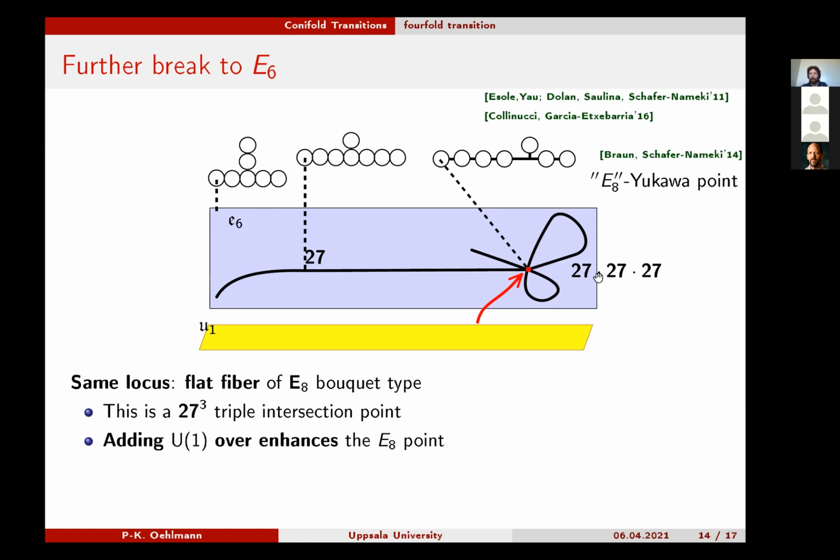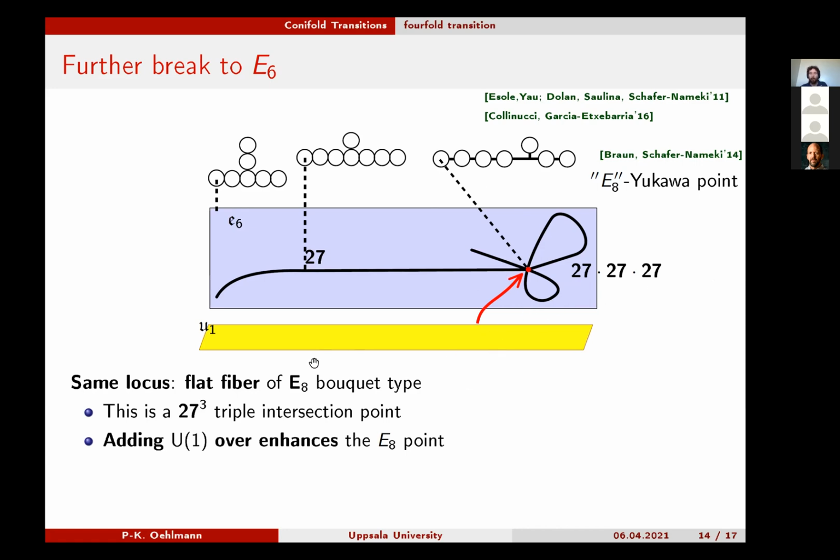And for this, there's of course a vastly researched interpretation. These points are Yukawa couplings, or Yukawa self-couplings, of this 27. So this would be a 27 cubed coupling. So there's a well-defined interpretation for this. I should, of course, mention that the fiber is not necessarily really of E8 type, but this is what you have.